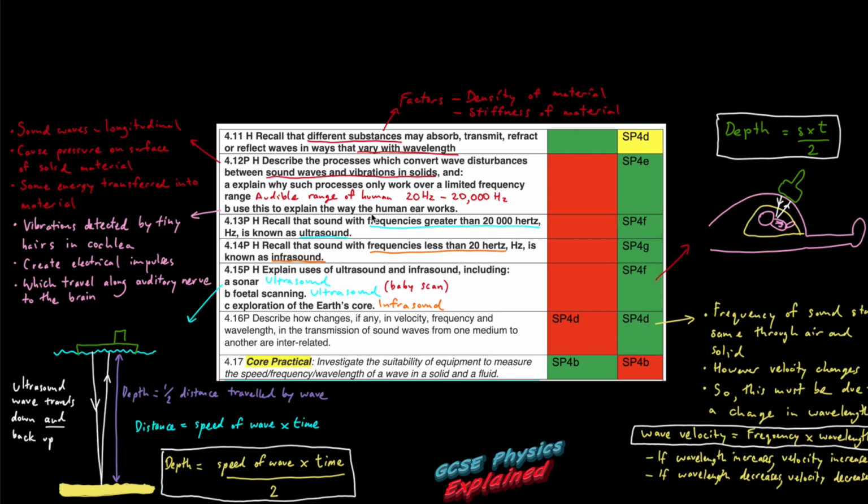Use this to explain the way the human ear works. Right. Well, the vibrations would get detected by tiny hairs in the cochlea. They create electrical impulses which travel along the auditory nerve to the brain.